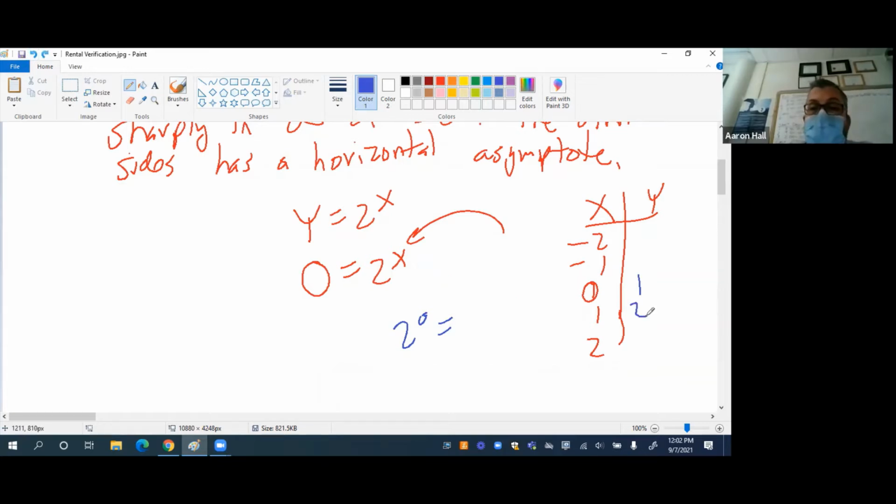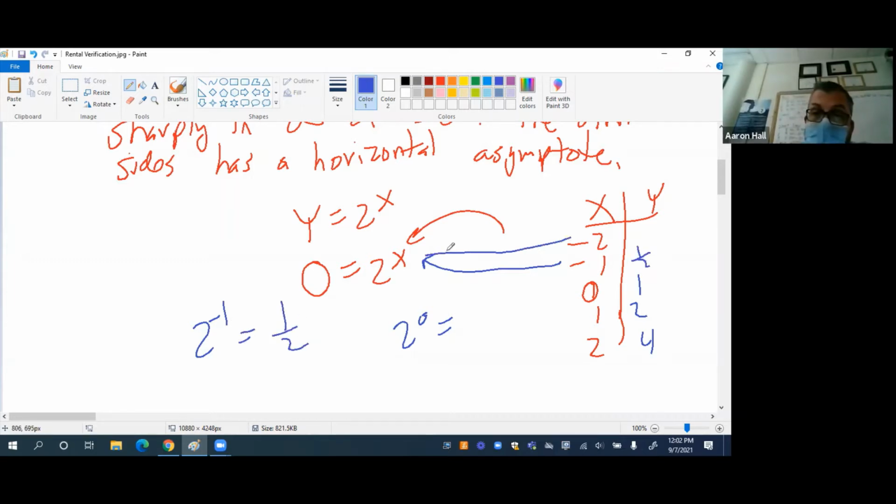It's 2. What if I plug in 2 here? I get 4. What if I plug in -1 here? What's 2 to the power of -1? What's our negative exponent rule? It is 1/2. Yep, we move it to the denominator, we get 1/2. So that's going to give us 1/2.